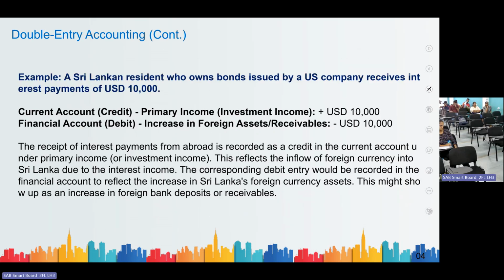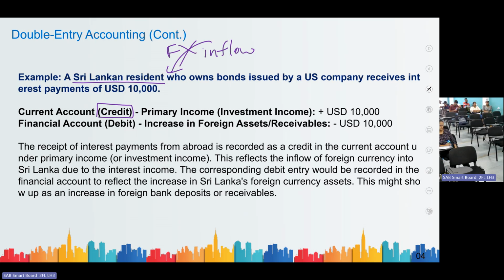And the second example is a Sri Lankan resident who owns bonds issued by a US company and receives interest payments of USD 10,000. So the resident is a Sri Lankan, so it's an inflow. It's an inflow of foreign exchange from the US to Sri Lanka. So it's also a credit transaction.